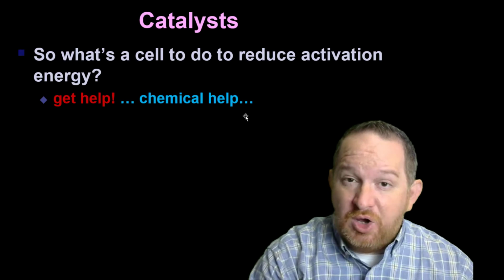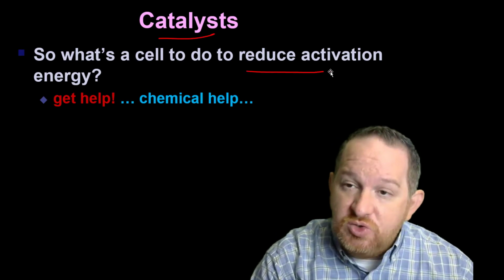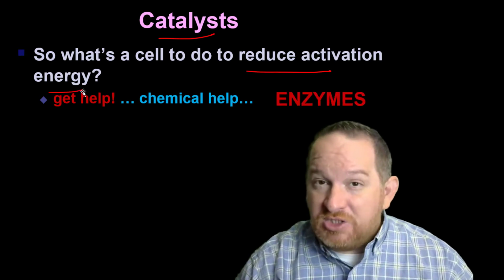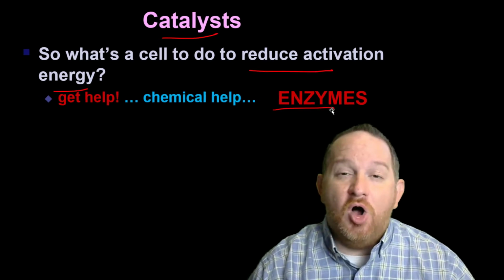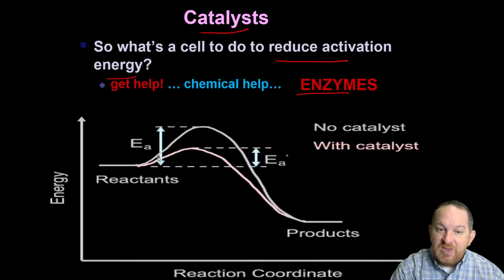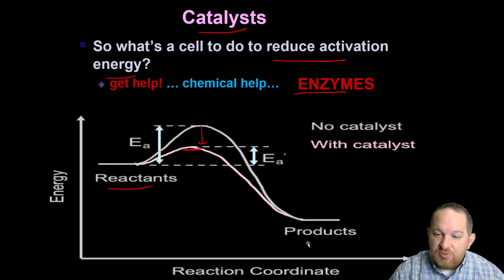So in the last video, you may remember we talked about catalysts. Catalysts are used to reduce activation energy to help a reaction occur. Now in biology and biological systems, the catalysts that we often refer to are called enzymes. So in this graph, you can see what's happening. An enzyme essentially lowers the activation energy required for a reactant to turn into some products.